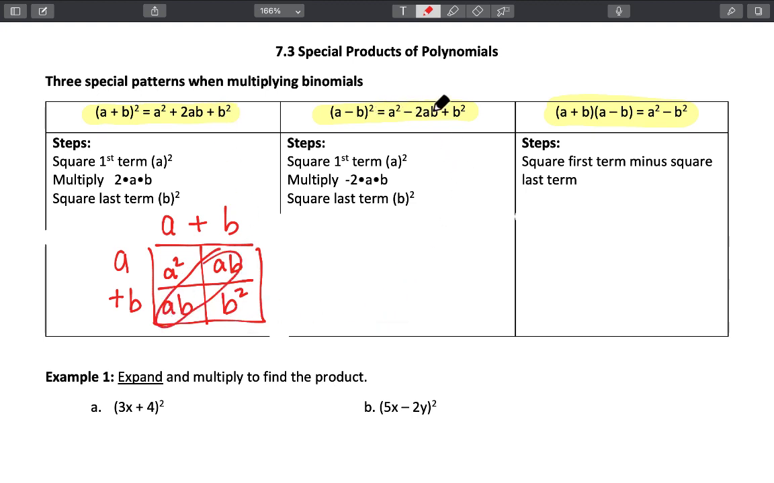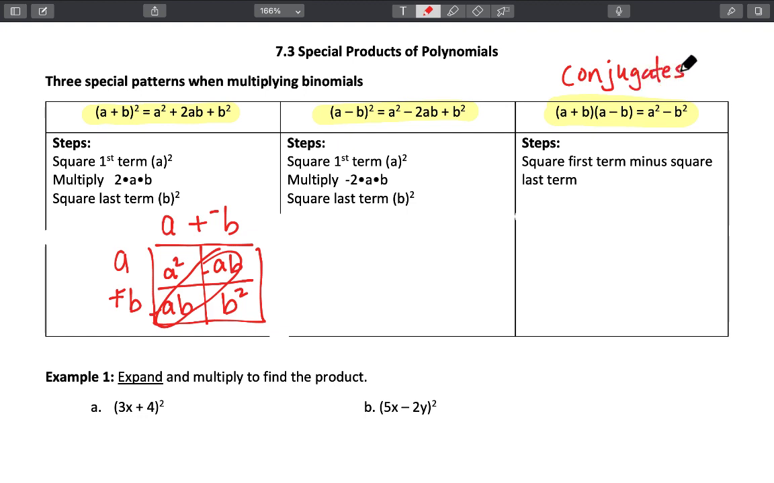The next one is just the same, except now instead of a plus b, we have the difference of perfect squares, a minus b squared. Now we change these symbols from plus signs to minus signs, and that makes the two middle terms both negative, and that's how we get the resulting a squared first term, minus 2ab, plus b squared.